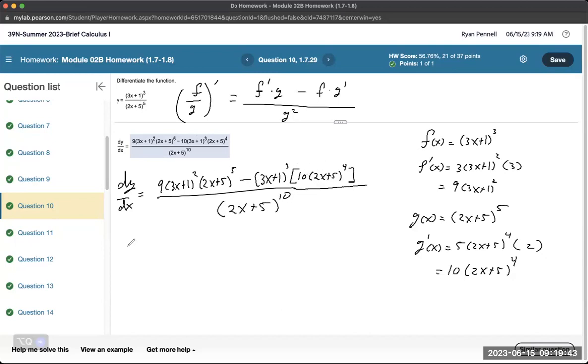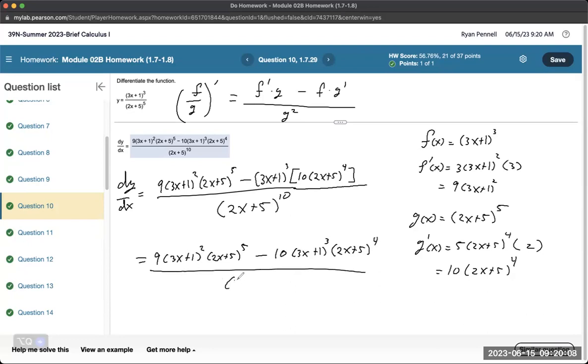Now, the last step, you've probably heard me say it a million times. We got to clean it up a little bit, but we're almost done. Minus from the formula, let's bring that 10 out. 3x plus 1 cubed, 2x plus 5 to the 4th, all over 2x plus 5 to the 10th. And there we have it.